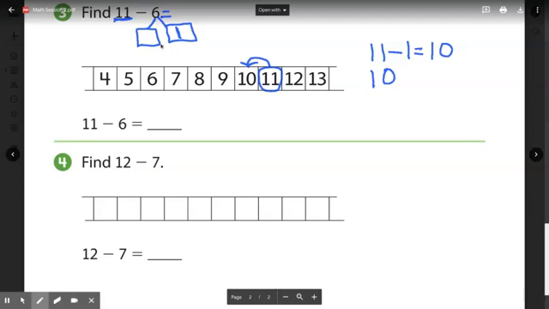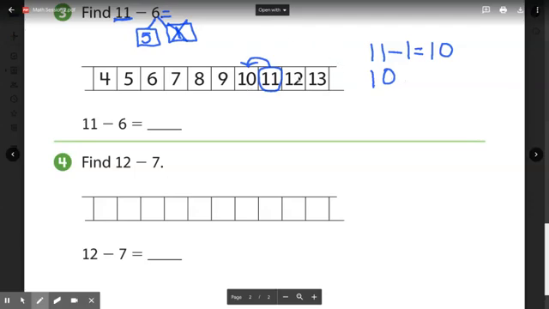Let's go back up to our number bond. If we take 1 away from 6, what do we have left? 6 minus 1 is 5. Good job. Okay, so we took away our 1. I'm going to cross it out. And I have to take away 5 more.